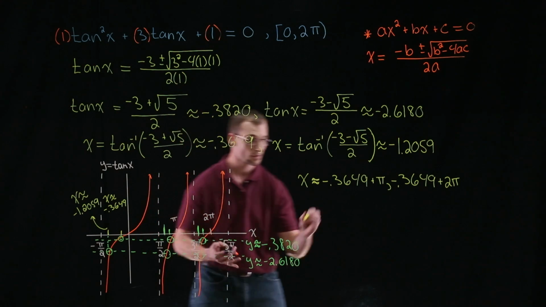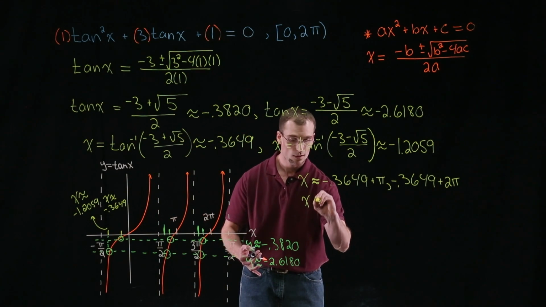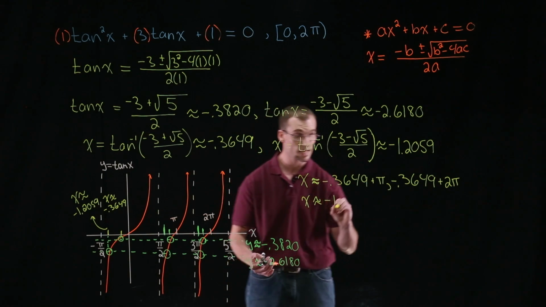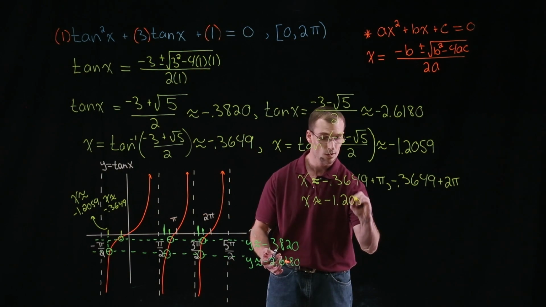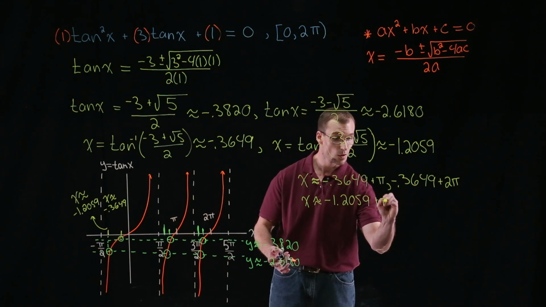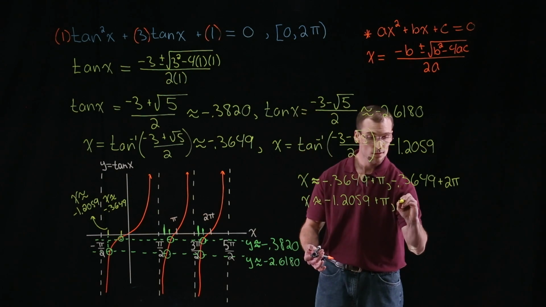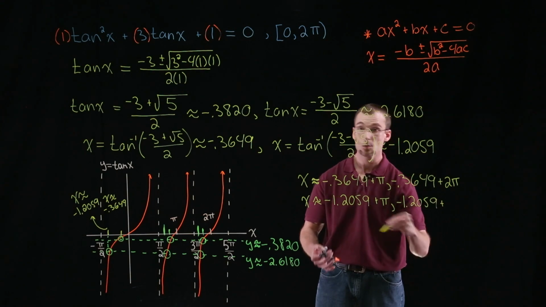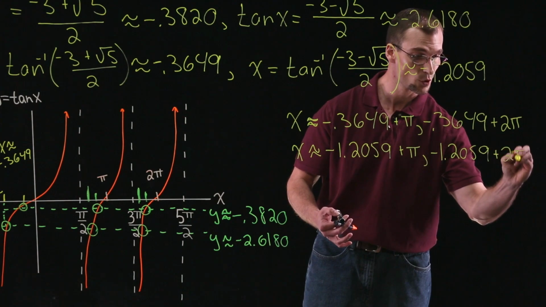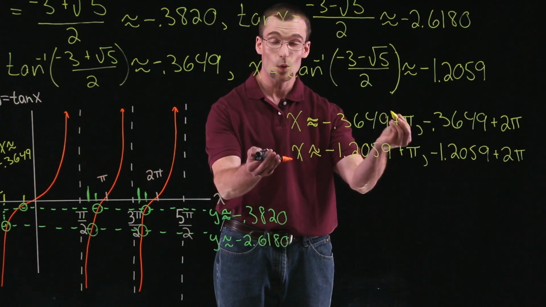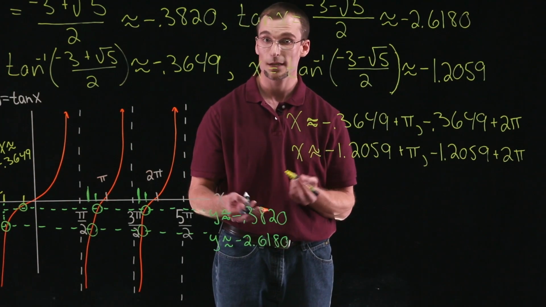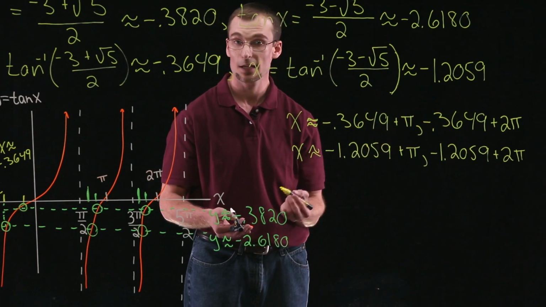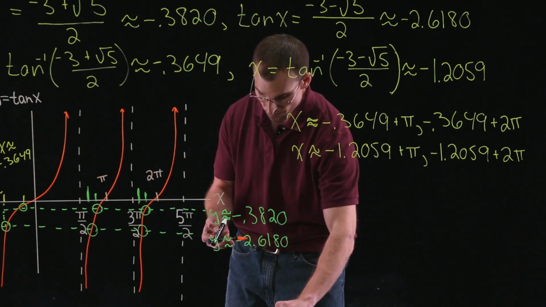So we can write that down as x approximately equal to our x value negative 1.2059 plus pi and negative 1.2059 plus another multiple of pi, or plus 2 pi. So what we want with our solution is to approximate it to 4 decimal places. So what we'll go ahead and do is take each of our values respectively, adding pi and 2 pi, and round those.